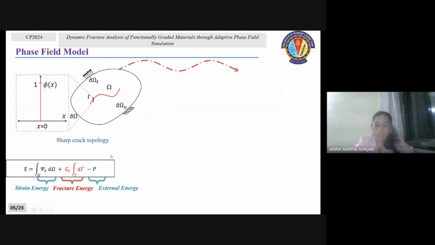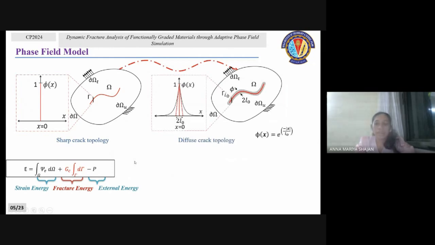So coming to the phase field model. In the phase field model, the discontinuity is smoothed over such that a smooth transition can be described using a field variable phi, which has value 1 at the crack and 0 at the other locations. And L0 is the length scale parameter over which the sharp crack is diffused. If the L0 value is large, you will have a thicker crack, and if the L0 value is small, you will get a sharp crack.